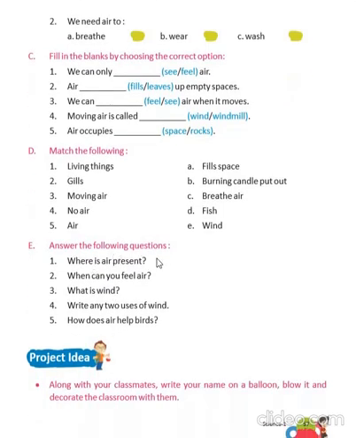Answer the following questions. Where is air present? Air is present everywhere. When can you feel air? We can feel air when we switch on the fan. What is wind? Moving air is called wind. Write any two uses of wind. Wind helps us in drying our clothes faster. It helps us to fly kites. How does air help birds? Air helps birds in flying.